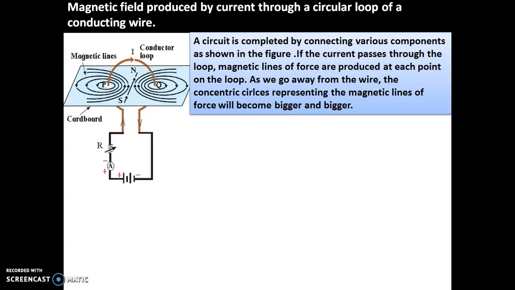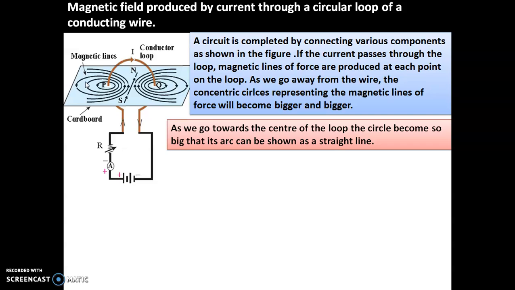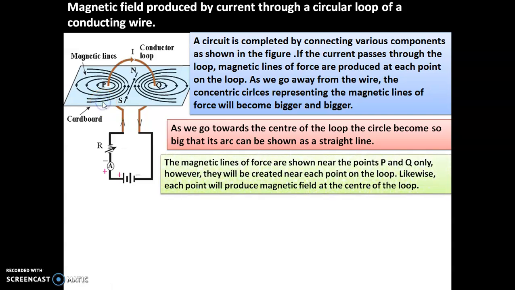And as we go away from the wire, the concentric circles representing the magnetic lines of force become bigger and bigger. See the circles becoming bigger and bigger. As we go towards the center of the loop, the circle becomes so big that its arc can be shown as a straight line. So suppose this is the center of the loop. See, it is looking like an arc that is like a straight line.